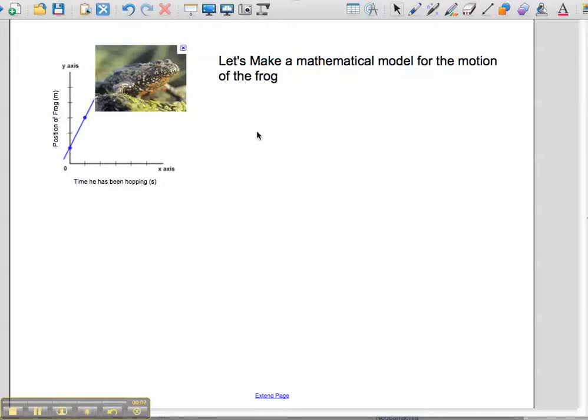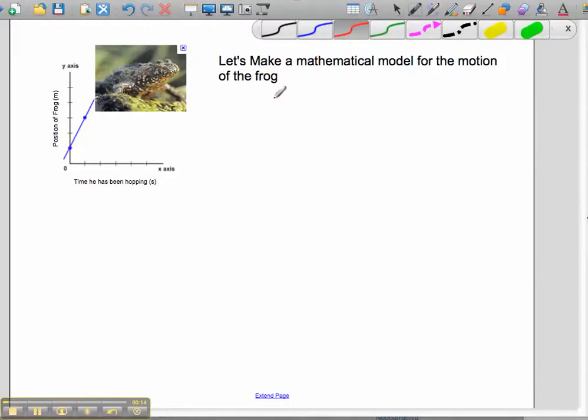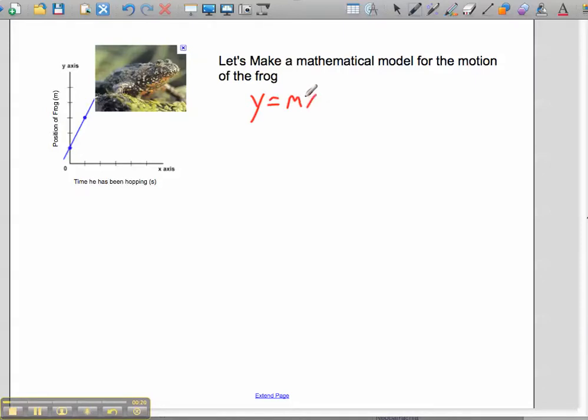In this third segment of the video, we're going to take a look at making another mathematical model, this one for a situation where a frog is hopping along. Here's the data that we've collected, already plotted, and so we'll recall that what we want to do is to write out our equation for a line, a general equation for a line that we've learned in math class.